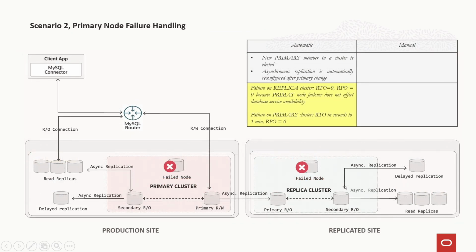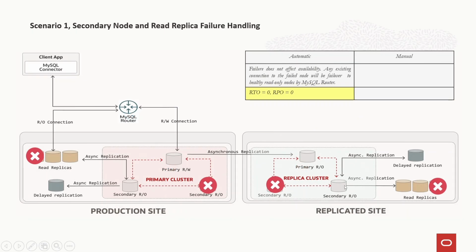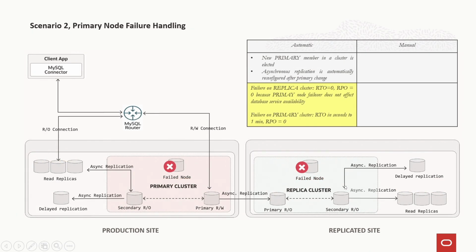Okay, primary node failure handling. This is also automatic. If the primary node fails, the primary will automatically move to one of the secondary nodes. It will automatically promote a secondary node into primary. How about the asynchronous replication? Asynchronous replication in the InnoDB ClusterSet will also change automatically. Remember that in InnoDB ClusterSet, the primary cluster and replica cluster always have asynchronous replication. But if the primary node goes down, the asynchronous replication also follows the new primary.